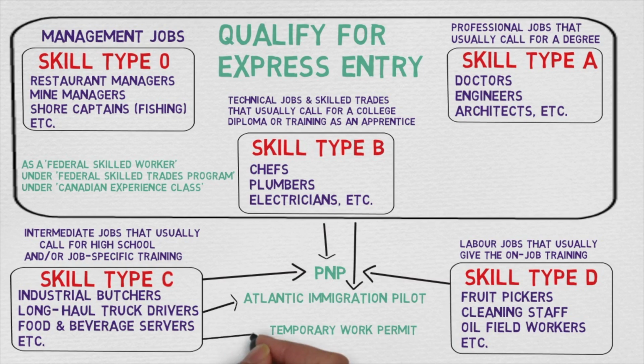Type C and Type D cannot apply for Express Entry programs, but they can definitely apply for temporary work permits, which are valid for 2 years, but they won't get the permanent resident status. Okay, having said that, now let's see how you can search for the NOC code which matches your job duties and skill set.